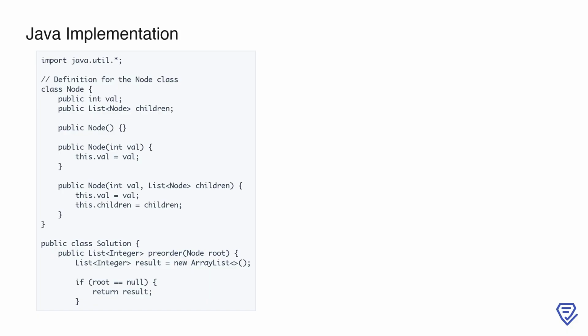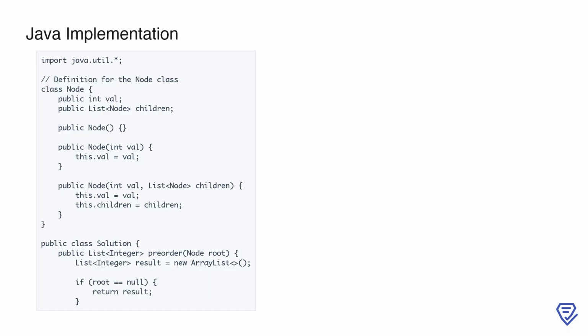Each node has a value, represented by the val field, and a list of children, represented by the children field. We provide multiple constructors for flexibility, allowing us to initialize a node with just a value or with both a value and its children. Next, we define the solution class, where the preorder method will implement the N-ary tree preorder traversal. The method begins by creating an empty list result to store the traversal output.